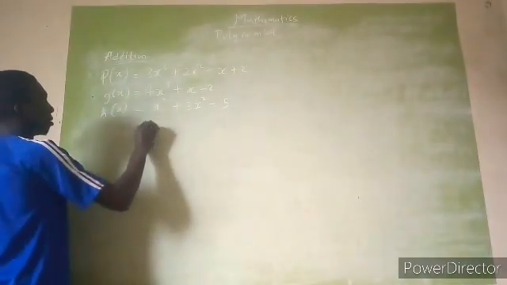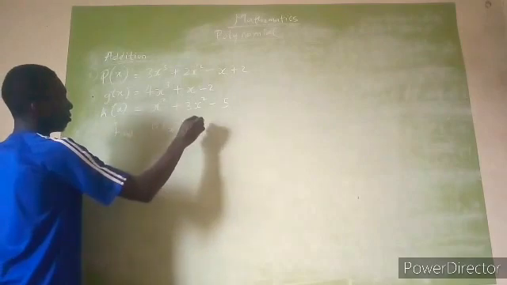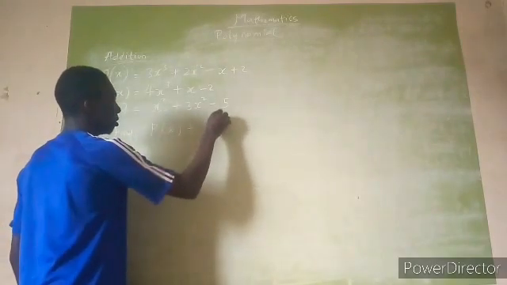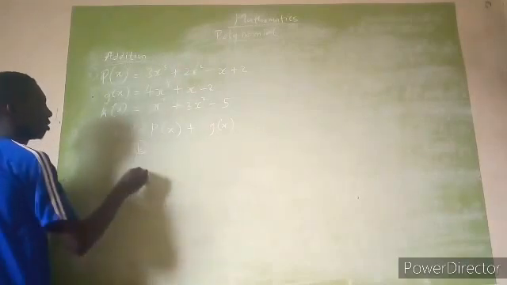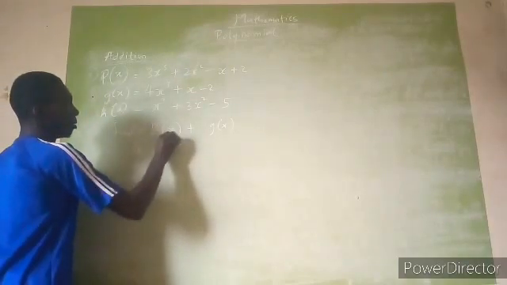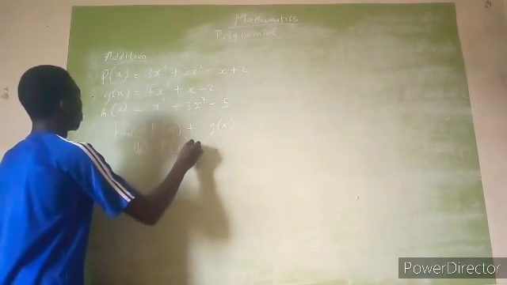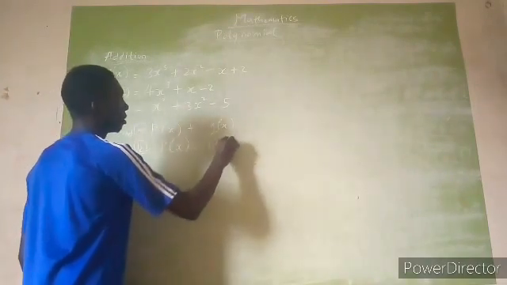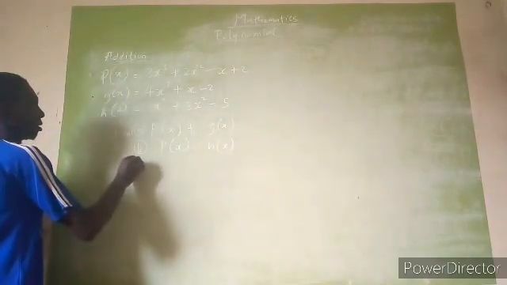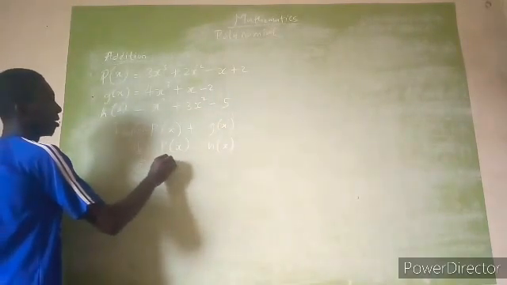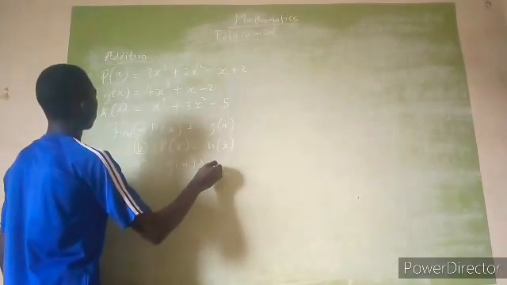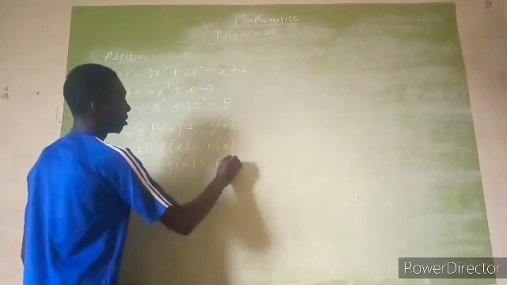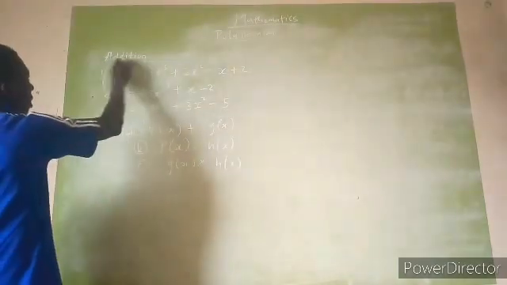I'm now asked to find p of x plus g of x. This is the first thing I'm asked to find. Then b, I'm asked to find p of x minus h of x. Then c, I'm asked to find g of x times h of x. Now addition.